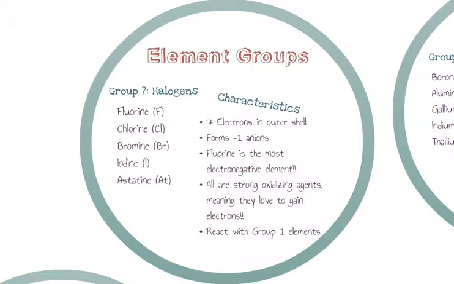Group 7 are the halogens. The halogens are highly reactive. You don't need to know any of these except for chlorine for this class. And in group 7, here again, the group number and the number of valence electrons, we have 7 electrons in the outer shell. They're going to form a -1 anion because they're just going to gain 1 electron to get 8. Fluorine is the most electronegative element. All of these are strong oxidizing agents, meaning they love to gain electrons. And these guys generally react with group 1 elements.